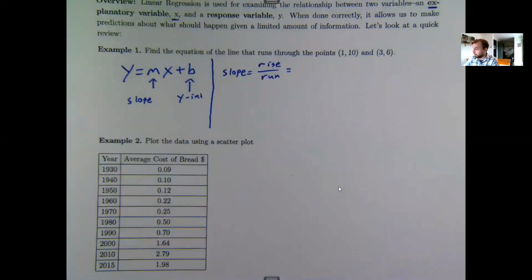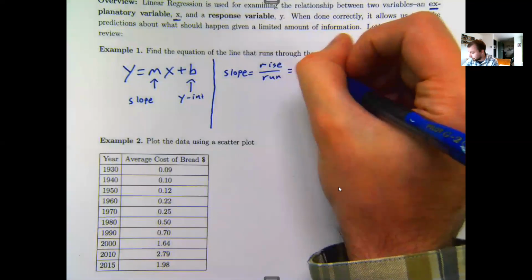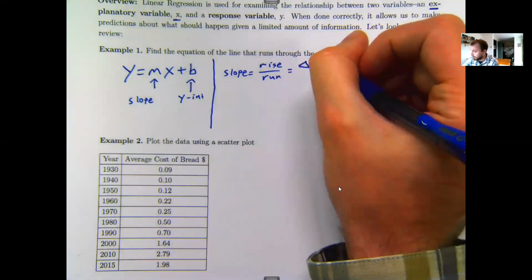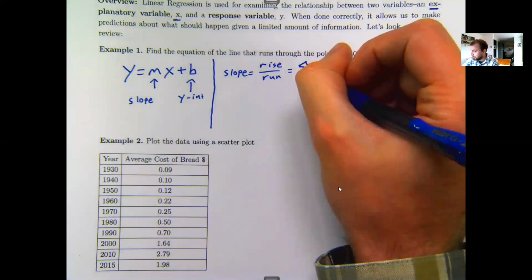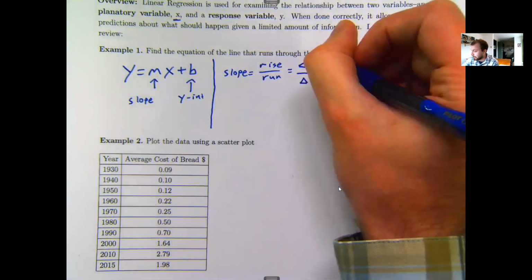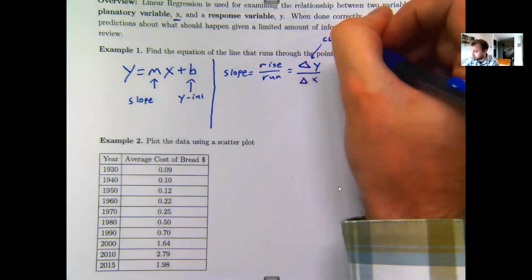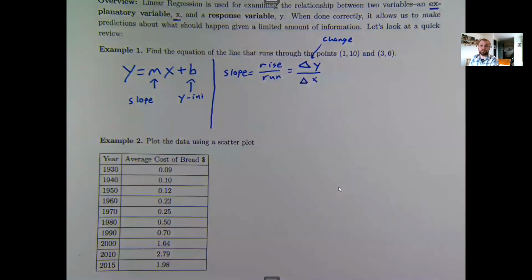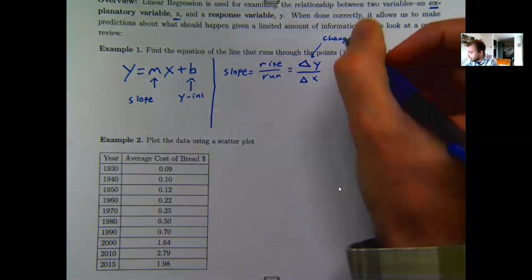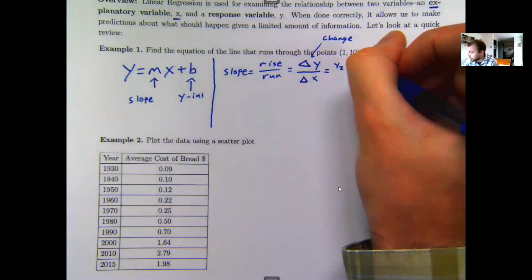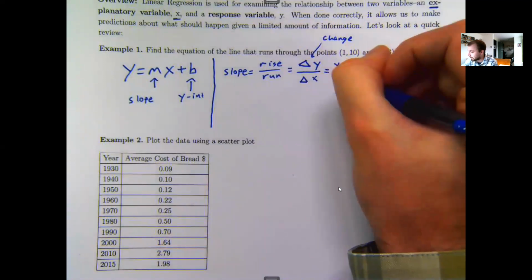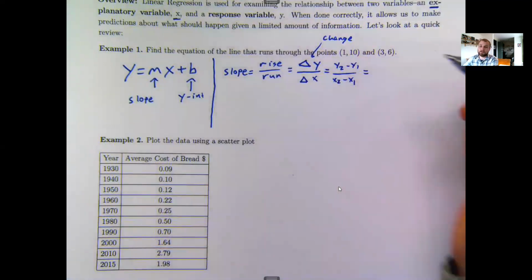And I'm going to use a symbol here that you might not have seen before, this delta. This little triangle symbol just means change. So I've got the change in my y values. I will subtract the y values and put that on the top. Over the change in the x, I'll subtract the x values and I'll put that on the bottom. So you may have learned the formula y2 minus y1 over x2 minus x1. That's exactly what I'm doing here.